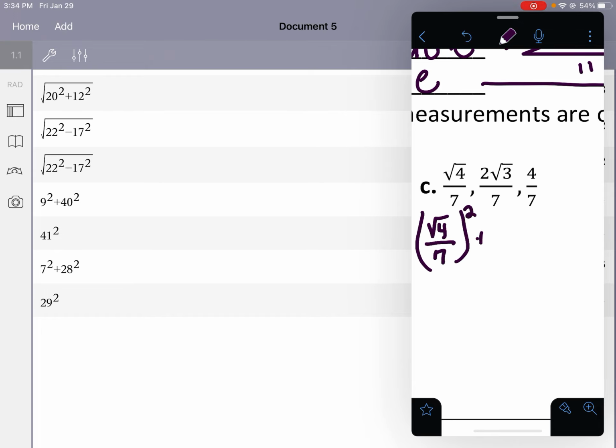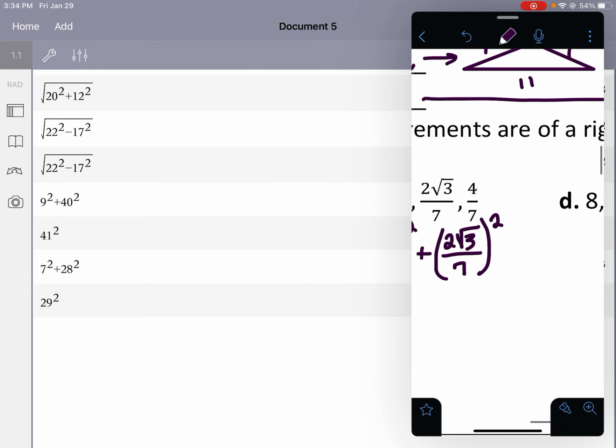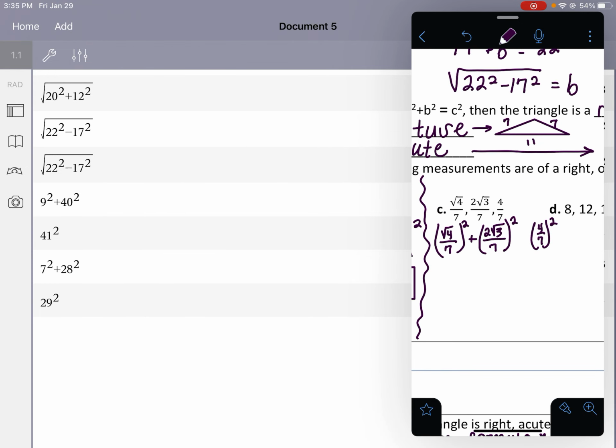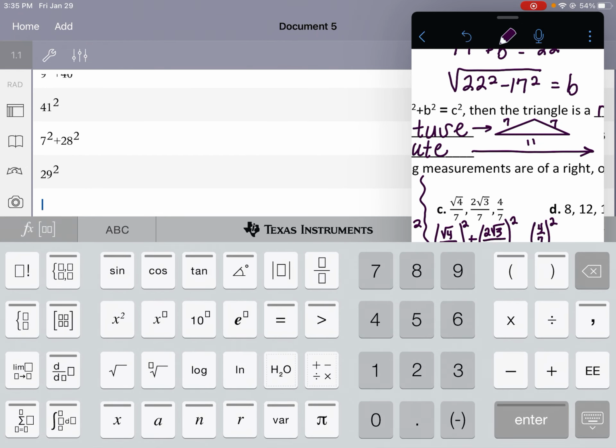Okay, so that one squared. Every time you're squaring fractions, you really need to make sure that you use parentheses. Got to use those grouping symbols. Okay, so we're going to compare these two and see how it turns out. So again, we're going to use parentheses.